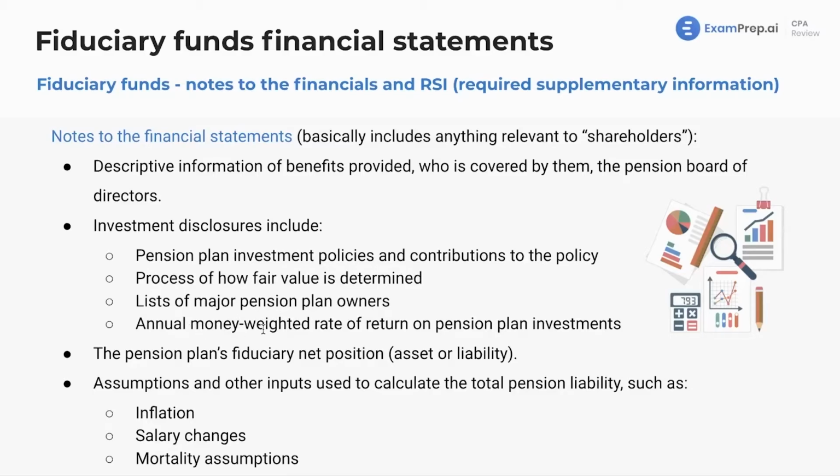The annual money weighted rate of return on them, like, is this pension plan doing well? Because if it's not, maybe we should do something about it. That would be a big issue. Do we have a net position? Do we have an asset or liability? Like, is the plan underfunded? Does it not have enough money to pay out? Maybe it paid out too much already.